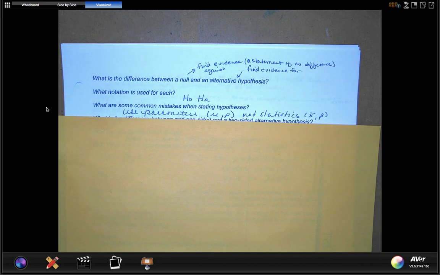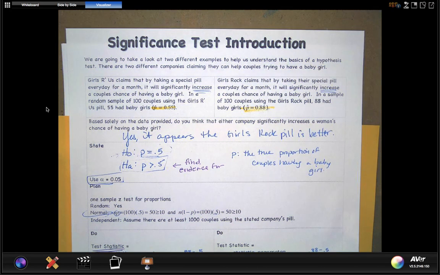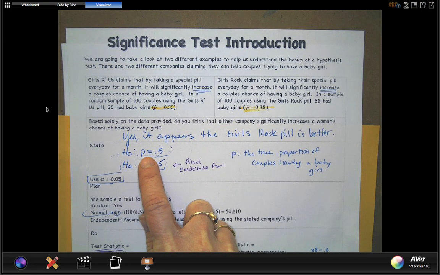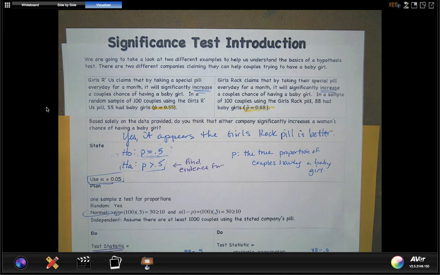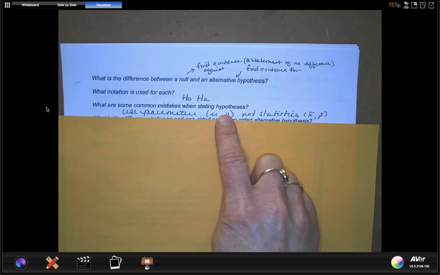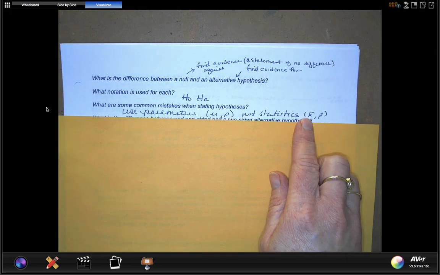What are some common mistakes? Whenever we write out these hypotheses, we always use parameters. So we use population symbols, like p, or we might use mu, or we could use sigma. We don't use the statistic symbols, so we don't use x bar or p hat in those hypotheses.